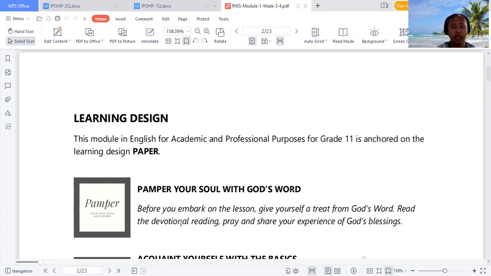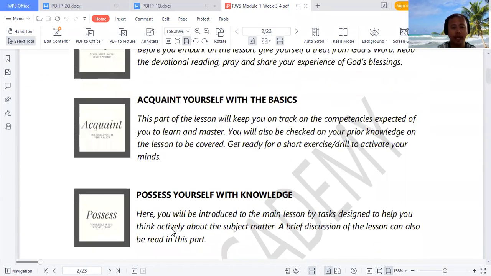All right, so in this part, you are going to read the devotional for you to be enlightened by the words of God. Next, A: acquaint yourself with the basics. This part of the lesson will keep you on track on the competencies expected for you to learn and master. You will also be checked on your prior knowledge on the lesson to be covered. Get ready for a short exercise or drill to activate your minds.